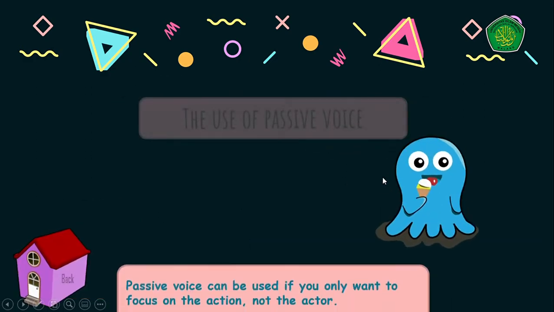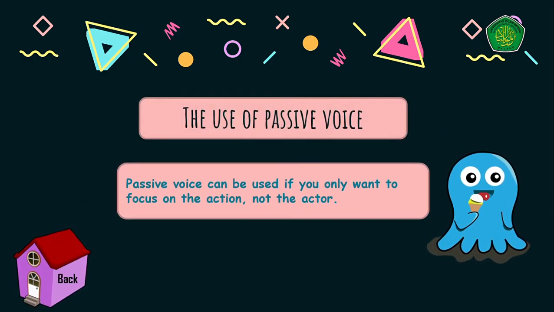The next is the use of passive voice. Passive voice can be used if you only want to focus on the action, not the actor. It means the subject is either less important than the action itself or that we don't know who or what the subject is.